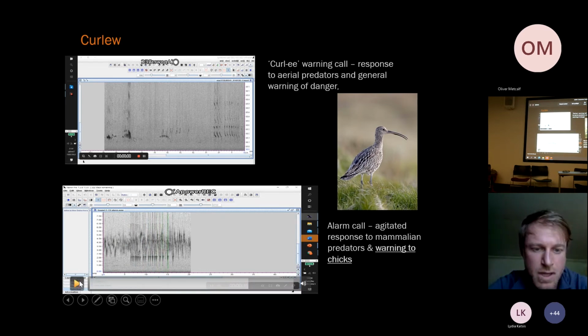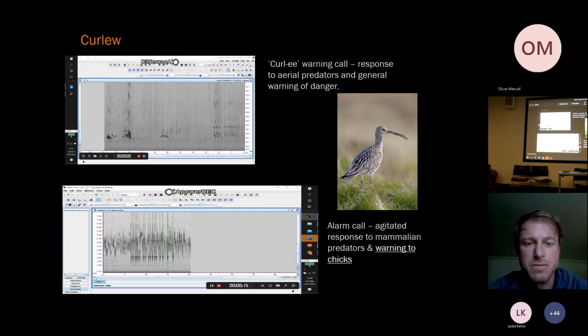So that call is almost only used when the birds have dependent chicks. They will use it on certain occasions when a mammalian predator is very close to the nest before the chicks hatch. But by and large, they only use this once the chicks hatch, and certainly if a human walks through a breeding area, you hear lots and lots of this call if there are dependent chicks in the area.